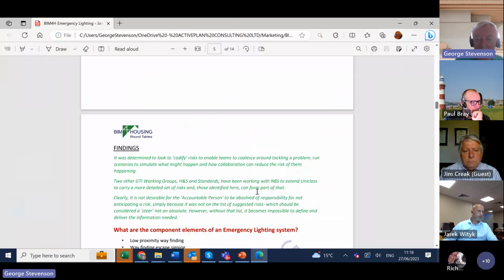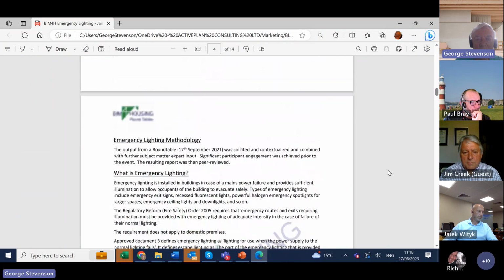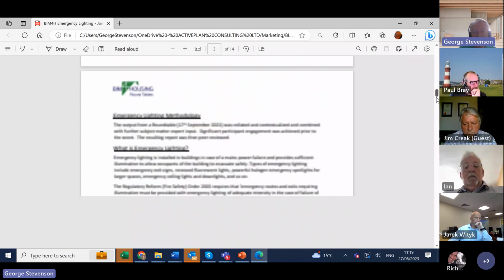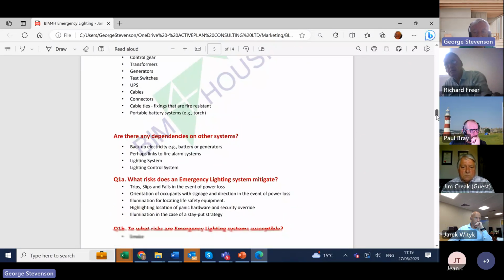So I'll just skip on. This is the guidance that we're going to go through. I just wanted to explain the methodology that we're using: for each of the asset types, we identify what the risk is that's being mitigated. What do people do to the emergency lighting to stop it from performing? What information do we need to know about it to ensure it performs? That's the one I'm particularly interested in. But then also, what tasks and procedures should we be asking people to report to ensure that they're doing it properly? What levels of competency need to be in place? And how should product changes be recorded? So I'm going to hand back over to Richard now, because that's what we're going to be going through over the next hour or so.